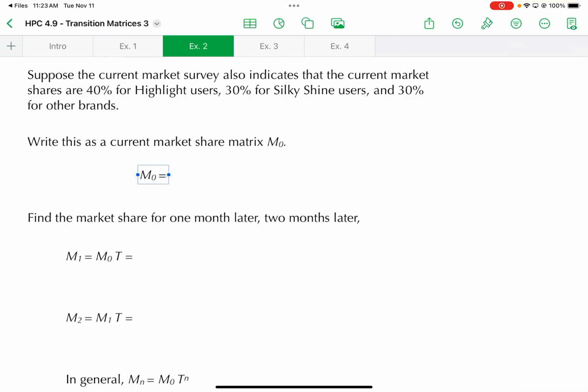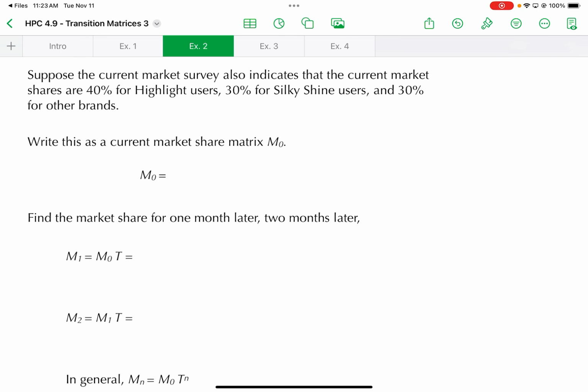Okay, click to example 2. So now we take a market survey and it indicates that the current market shares are 40% for Highlight users, 30% for Silky Shine, and 30% for the other brand. So again, add all those up together, that makes 100%. We want to write that current market share as a matrix, and we're going to represent it with the notation M0, M sub 0.